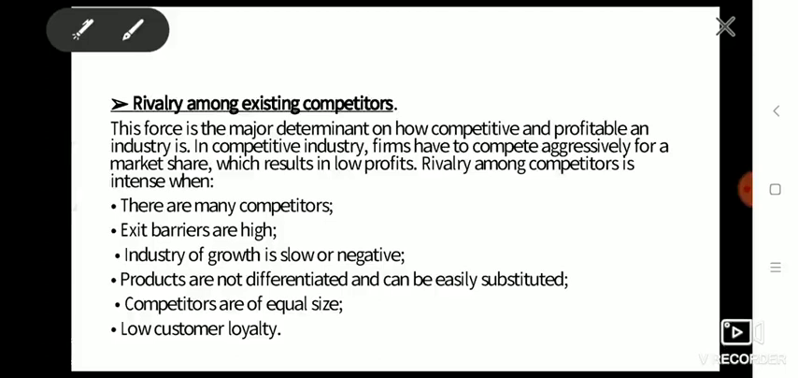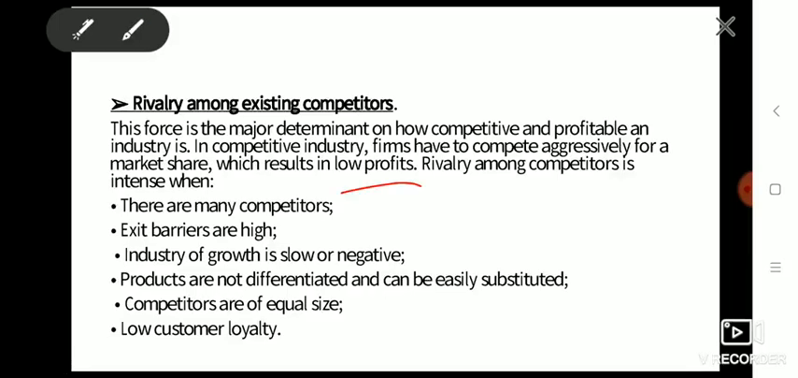The last force is the rivalry among existing competitors. This force is the major determinant of how competitive and profitable an industry is. In a competitive industry, firms have to compete aggressively. Competition exists in any form of business. So in a competitive industry, firms have to compete aggressively for market share, which results in low profit.